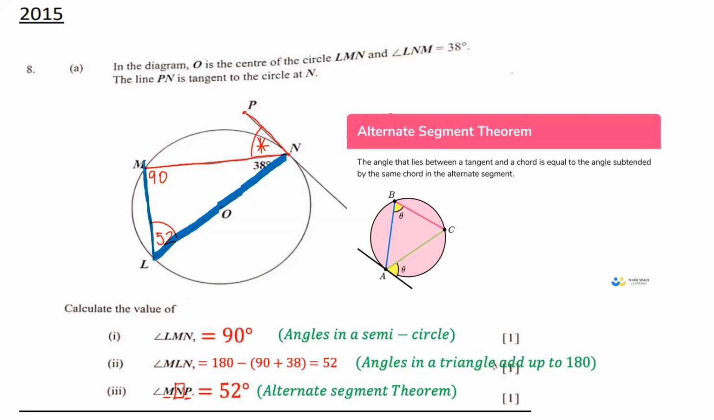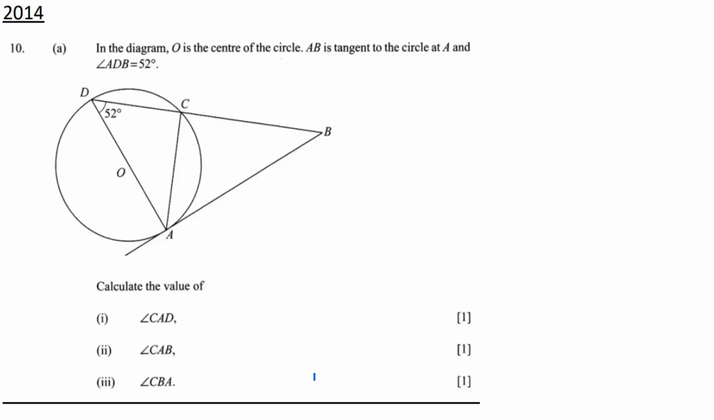And so angle MNP is definitely 52 degrees because of the alternate segment theorem. Okay, let's move on to the next question. This is question number 20.